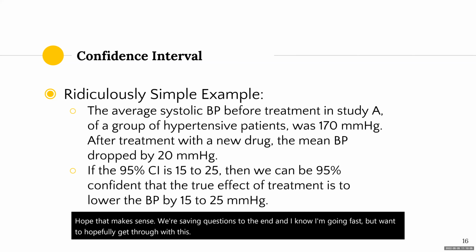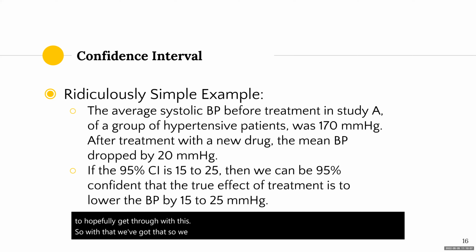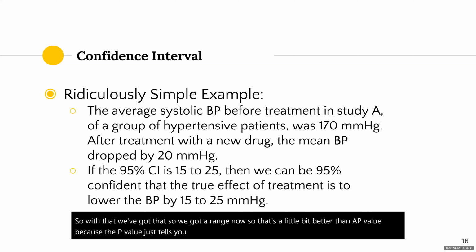So we've got that. So we've got a range now. That's a little bit better than a p-value, because a p-value just tells you if it's statistically significant without a whole lot of explanation. It's just like, yeah, that change is likely to do with chance or not. That's it. That's all it tells you.